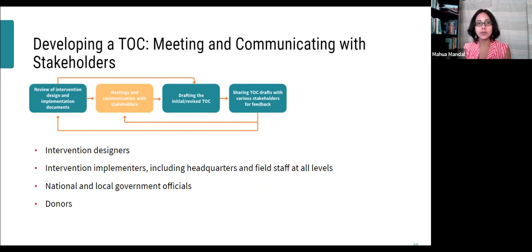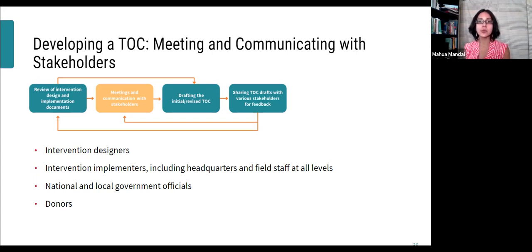After reviewing documents and noting all of the questions, it's really important to meet and communicate with stakeholders. And when I say meet and communicate with stakeholders in this step, these are really more mini meetings. They're through email or phone calls or in-person meetings if it's safe to do so in these times, but these are not necessarily big meetings that are really formal.